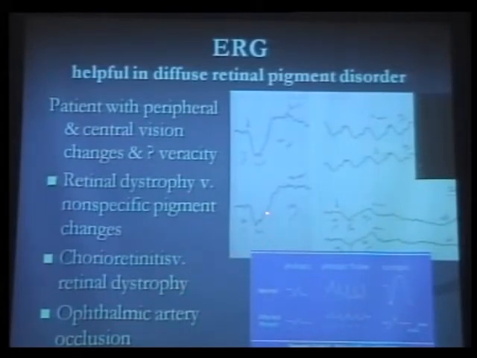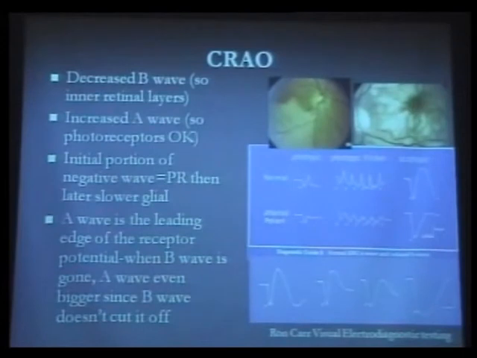So this is a patient who has a rather broad A wave and a low amplitude B wave, and this patient had bilateral photoreceptor problems and decreased vision, and the flicker was poor, and the single flash was poor. All right, what about central retinal artery occlusion? Well, this is a patient with a branch, and this is a patient with a central retinal artery occlusion.